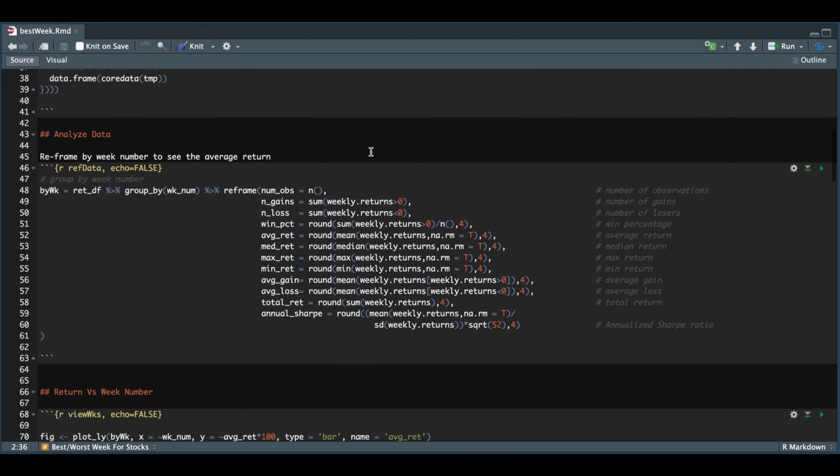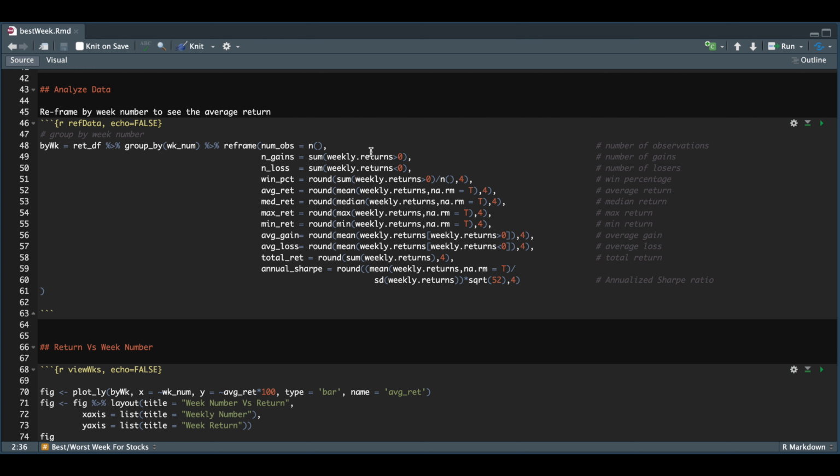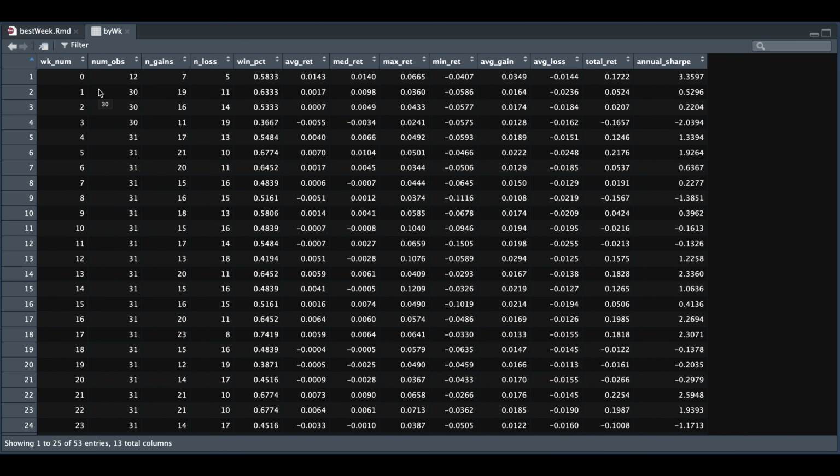Now, back in the code, we're going to use this data. We're going to go ahead and reframe, and we're going to extract some information. We're going to group by week number. And for each of the week numbers, we're going to count the number of observations. We're going to extract the number of gains, the number of losses, the win percentage, the average return, the median return, the max and min return, our average gain, and our average loss. If we were to trade all of these weeks only, we would get our total return. And finally, we're going to calculate the annual Sharpe. So if we take a look at by week, here in this data frame, we see all of our stats. So of course, the first column is the week number.